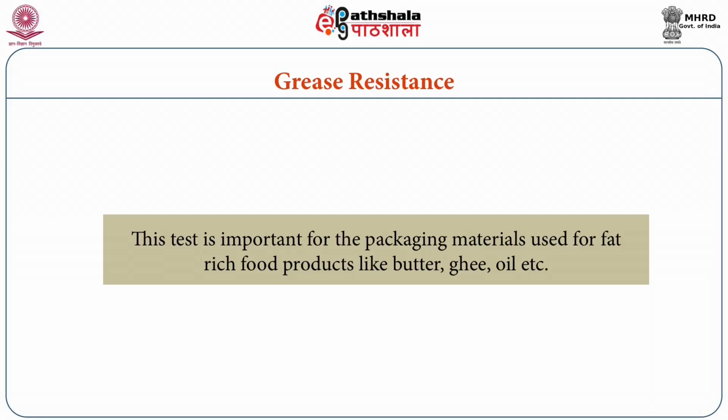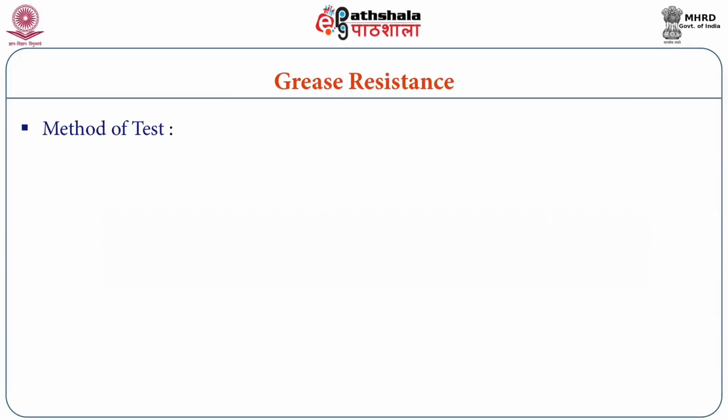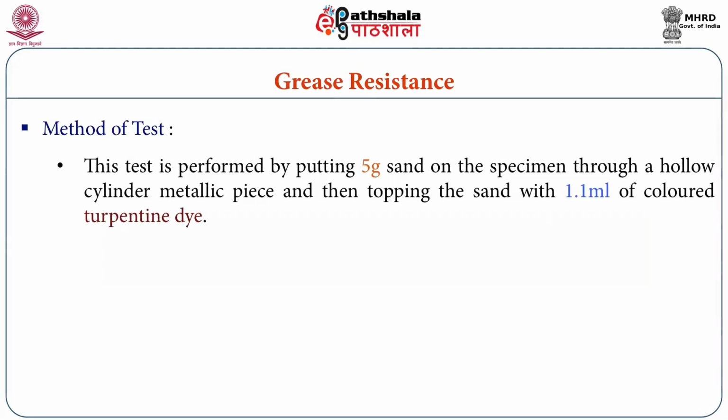Next test is grease resistance. It is important for packaging materials used for packing of fat-rich food products like butter, ghee, edible oil, etc. In this test, it is performed by putting 5 gram sand on a specimen through a hollow cylinder metallic piece and then topping the sand with 1.1 ml of colored turpentine dye.